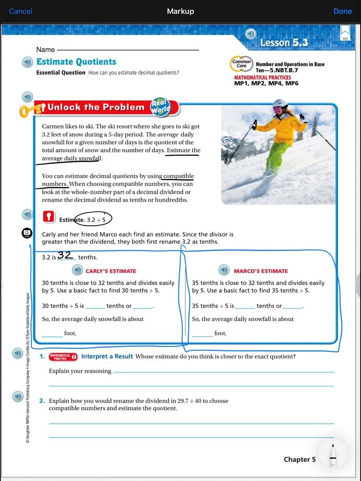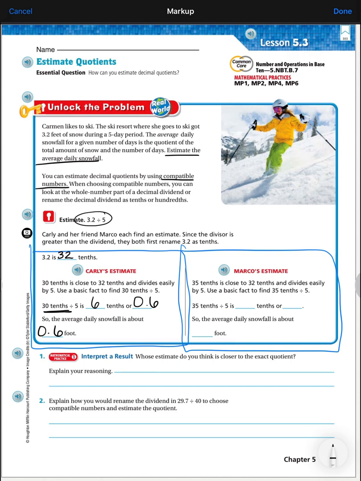Then what Carly did is she took 30 tenths right here, and she said that's close to 32. So I'm going to take 30 and I'm going to divide it by 5 because that's a compatible number for 5. 5 fits into 30 exactly 6 times, which would make it 6 tenths, which is just 0.6. So Carly's answer is 0.6 feet of snow fell each day.